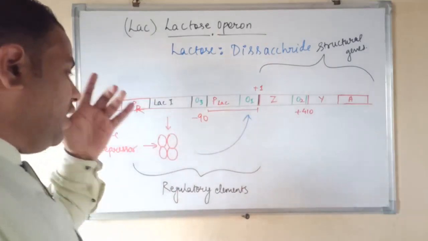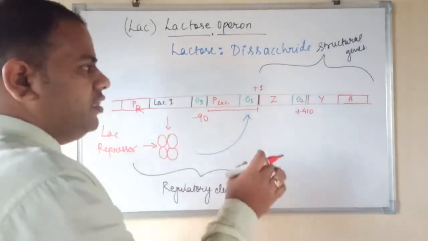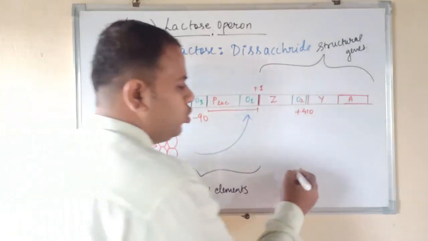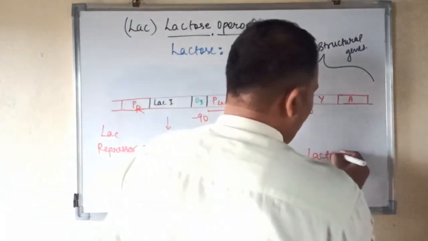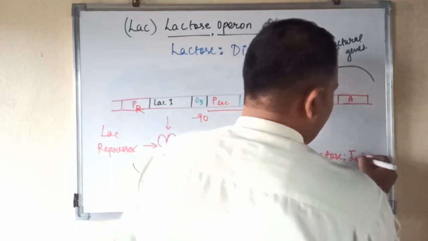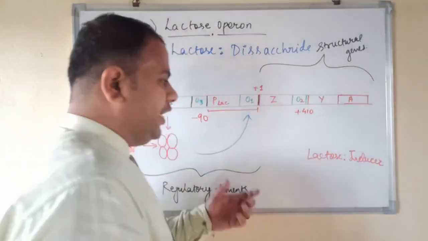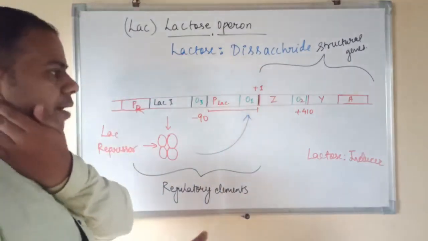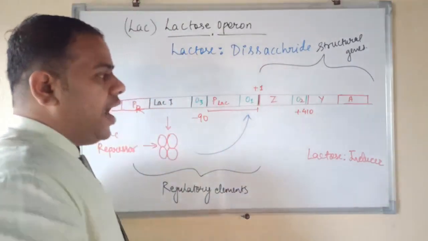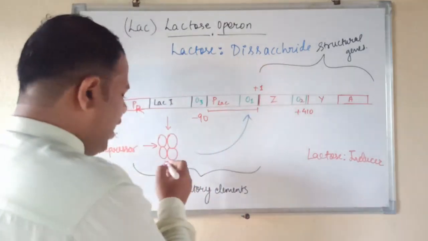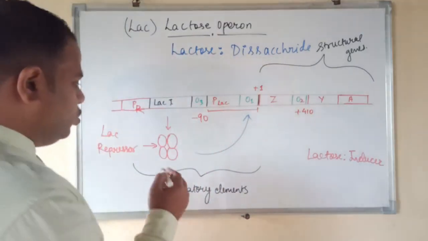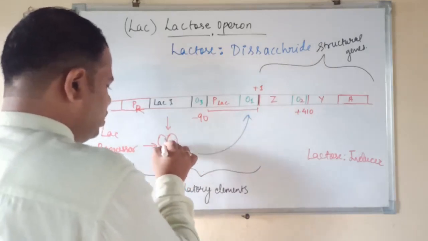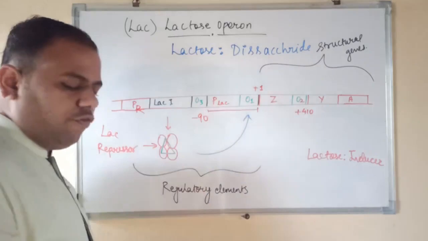Now when lactose is available, the available permease will transport the lactose into the cell. Lactose here is acting as an inducer. Lactose will induce this operon, and it is also the substrate for the same operon. This lactose will go and bind to this Lac repressor. Suppose this is the lactose, and it has bound to this repressor and changes the conformation.